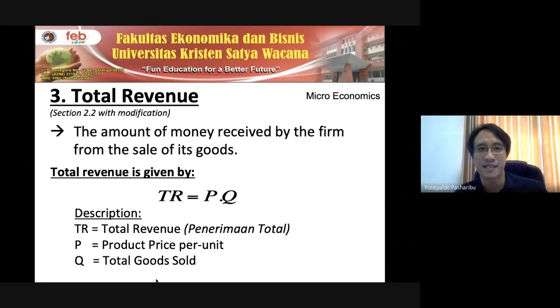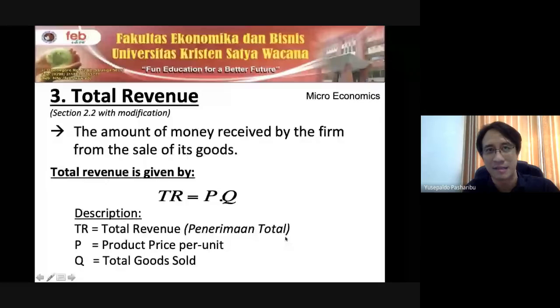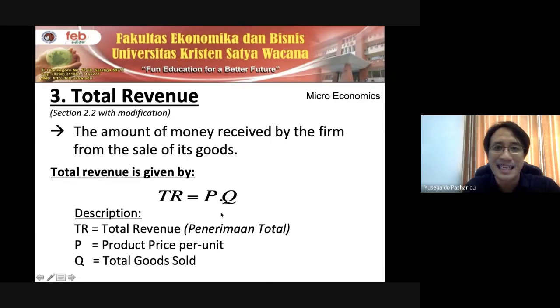The third function is total revenue. This is also included in microeconomics. Total revenue is the amount of money received by the firm from the sale of its goods. This is the formula of total revenue: total revenue equals P times Q. TR is total revenue, or penerimaan total in bahasa Indonesia. P is the product price per unit, and Q is the total goods sold, or the quantity sold.